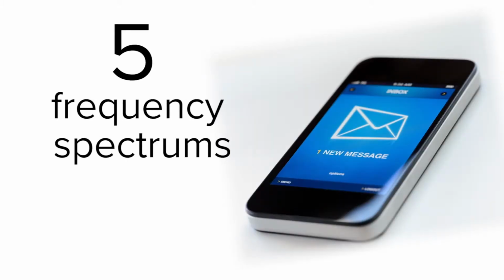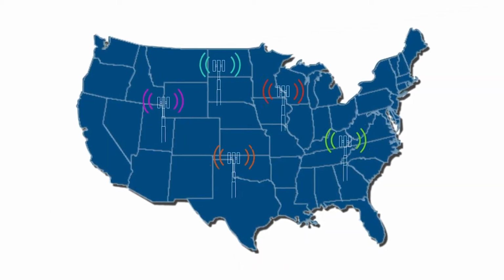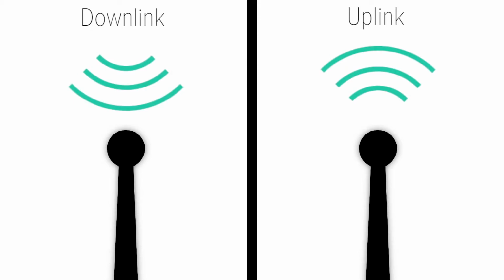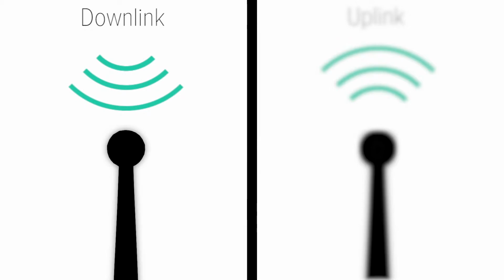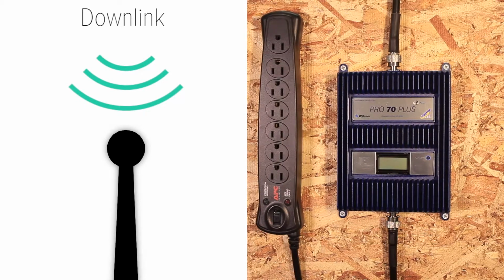Cellular signal is divided up into 5 frequency spectrums. Each of these spectrums is then divided into bands or channels. Each cell carrier owns and uses different bands and channels throughout the country. Cellular communication uses different channels for uplink and downlink within the same frequency. Uplink is the signal going to the tower. Downlink is the signal coming from the tower. Increasing downlink is the main objective of the amplifier.